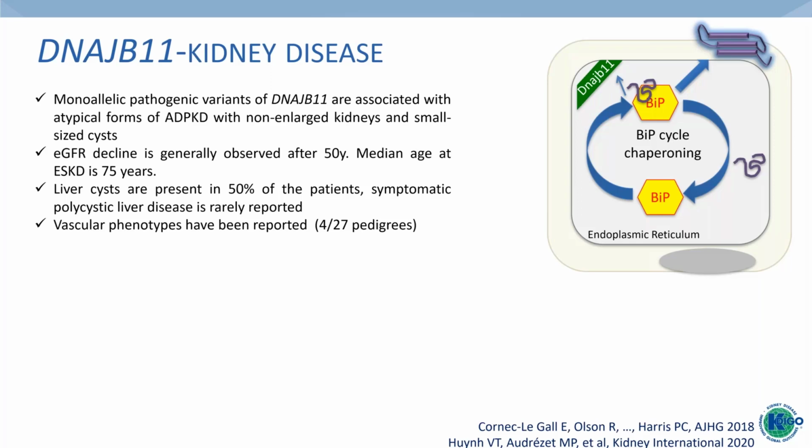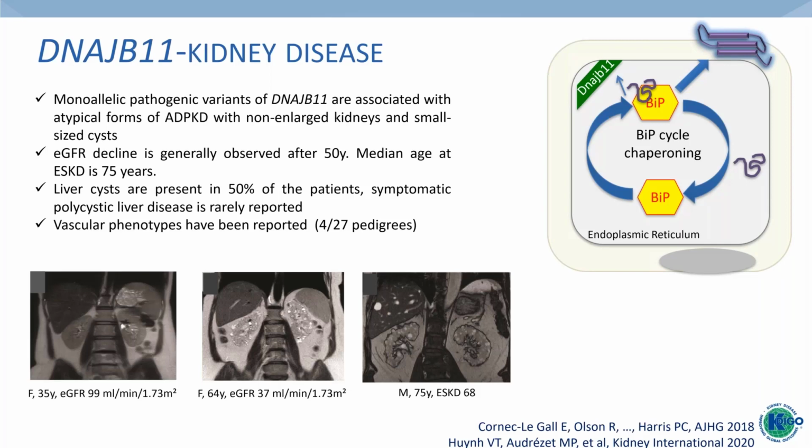Monoallelic pathogenic variants of DNAJB11 are associated with an atypical form of ADPKD with non-enlarged kidneys and small-sized cysts. eGFR decline is generally observed after 50 years, and median age at end-stage kidney disease is 75 years. Liver cysts are present in 50% of the patients, and symptomatic polycystic liver disease is rarely reported. Vascular phenotypes have been reported in some pedigrees.